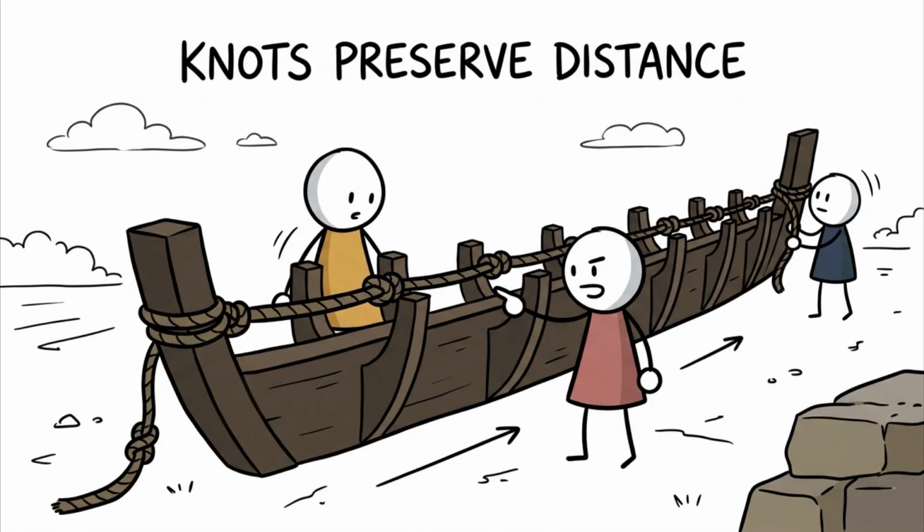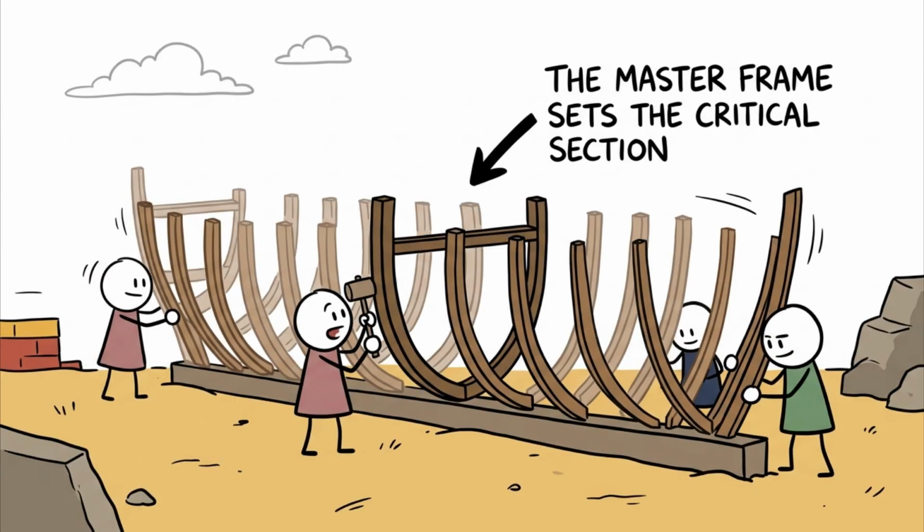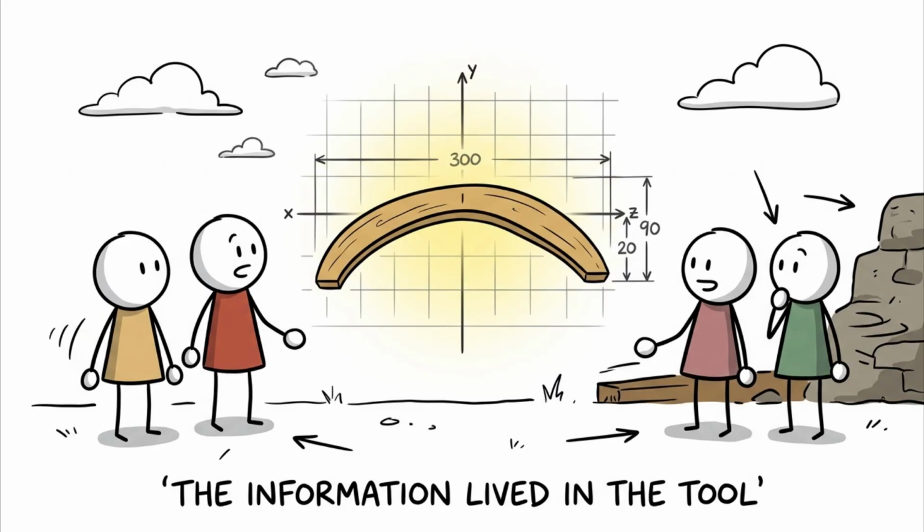A knotted rope can preserve intervals without requiring every worker to read numbers. Dividers can transfer one distance repeatedly from one component to another. A master frame can establish a crucial section of the hull. Other shapes can then be generated by controlled changes from that reference. The information is not written as coordinates. It is embodied in the tool.